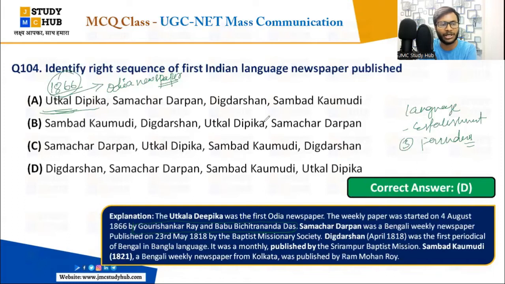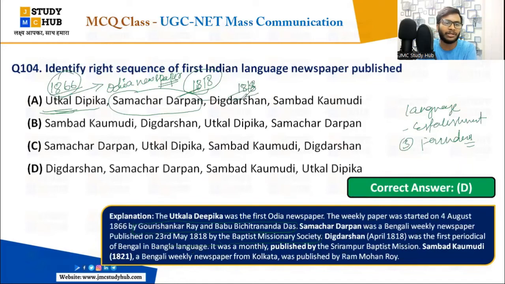Next is Samachar Darpan. This is the Bengali weekly newspaper published in 1818 by the Baptist Missionary Society. That is the first Bengali weekly newspaper, Samachar Darpan. Next is Digdarshan. It is also the first periodical of Bengal in the Bangla language, in 1818 also.